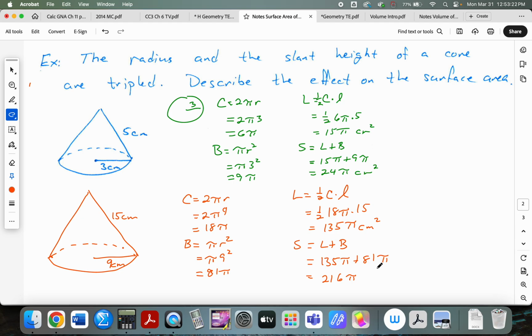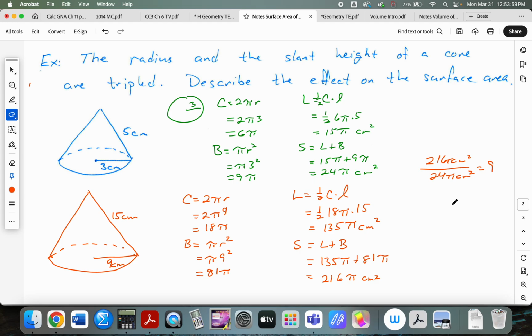Square centimeters. If I compare 216 pi square centimeters to 24 pi square centimeters, you can use your calculator, but I already know it's 9. And you're like, wait a minute, everything grew by 3. Why didn't the surface area grow by 3?